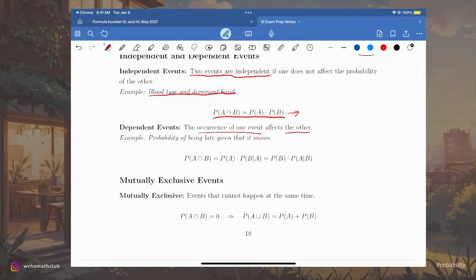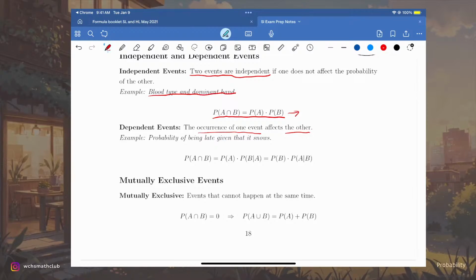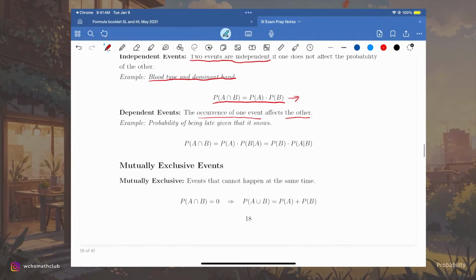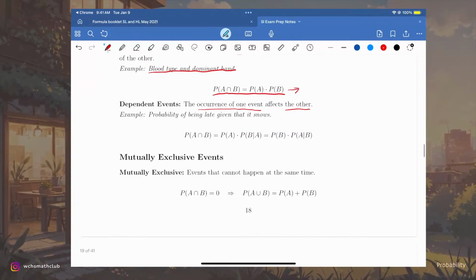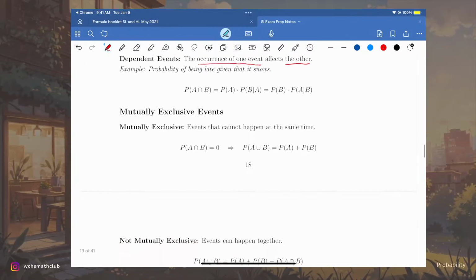So for example, you have the probability of being late given that it snows. Obviously, if it snows, you're more likely to be late if you're driving, for example, because there's going to be more cars, huge traffic, that kind of stuff. So in that case, those events would be dependent.